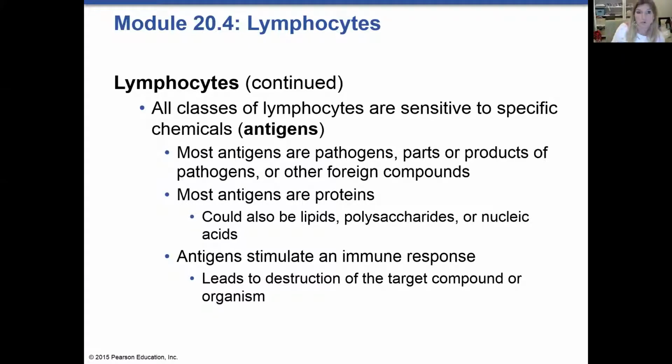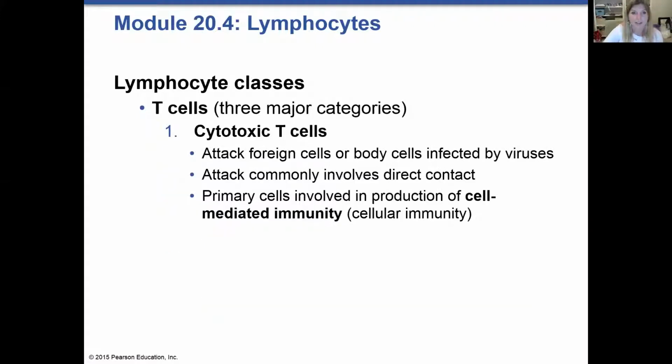Most antigens are proteins on the surface of the cell, or lipids or polysaccharides, and the antigens stimulate that immune response. This should sound familiar to you. We talked about this briefly when we talked about blood types, the ABO blood system and the D antigen. Those antigens were going to induce an immune response called agglutination, or that clumping. You see the same thing here in the lymphatic system.